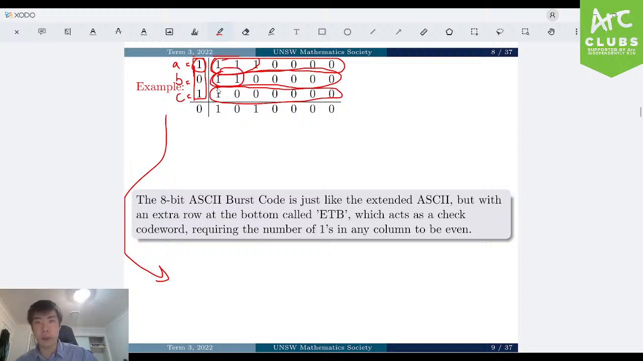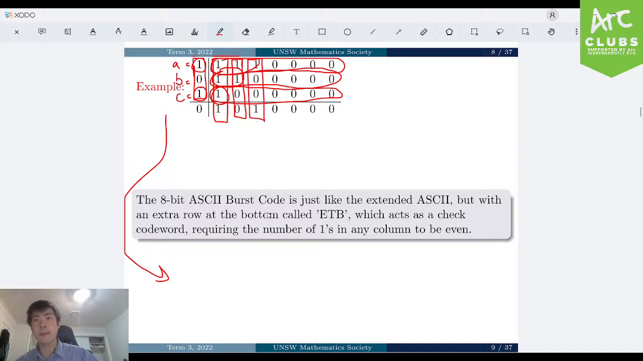And for C, there was only one 1, and so we add on one 1 to get two 1s. But on top of that, we also look at it column-wise. In each column, we also want to ensure that there are an even number of 1s. For example, here, there's now four 1s. Here, we don't have to do anything because there's already two 1s. Here, there's only one 1, so we put an extra 1 in to get two 1s, and so on.